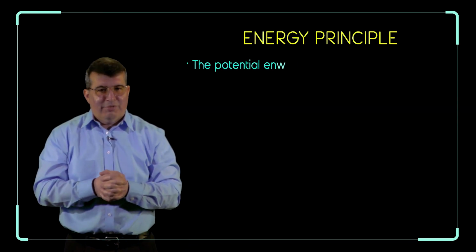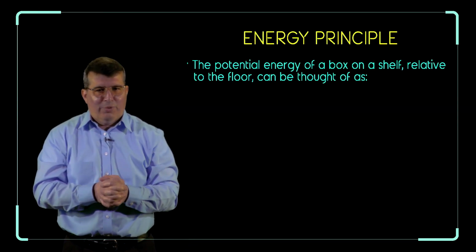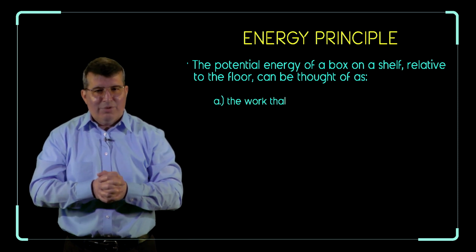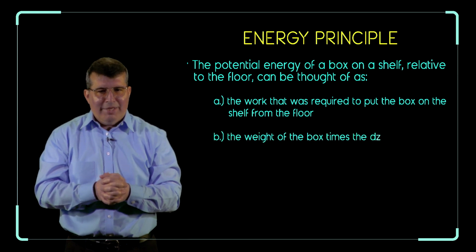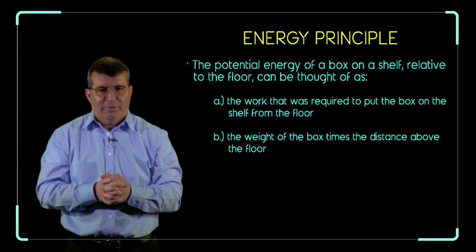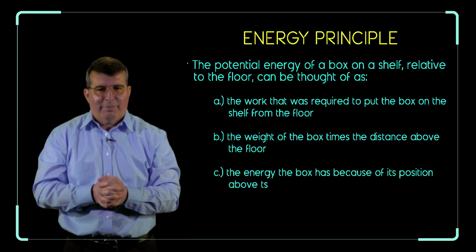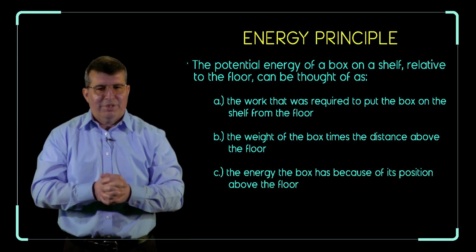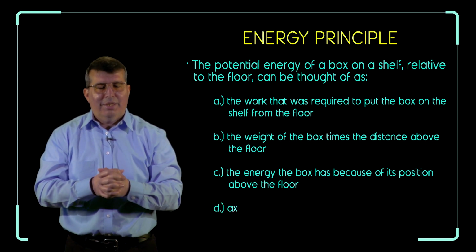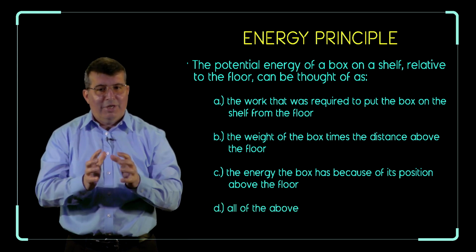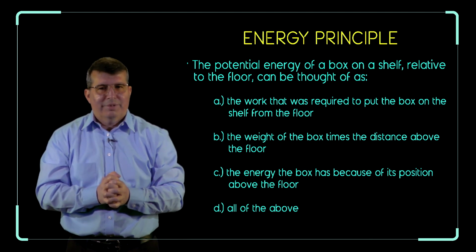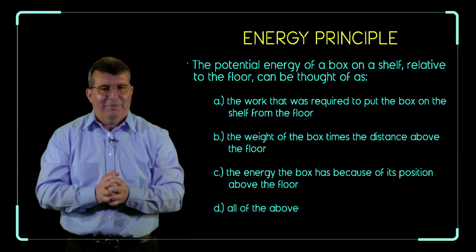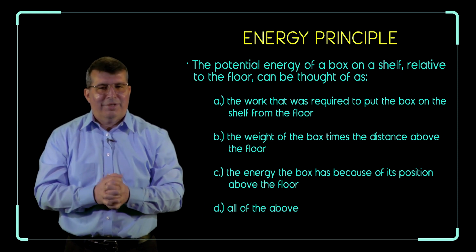Okay, here's a multiple choice question. The potential energy of a box on a shelf relative to the floor can be thought of as A, the work that was required to put the box on the shelf from the floor, B, the weight of the box times the distance above the floor, or C, the energy the box has because of its position above the floor, or D, all of the above. Okay, so once again, think about that. Think carefully, read through, think about it. Definitely come down on an answer. Don't just wait to see the answer. Think and come down on an answer, and then I'll let you know what it is.